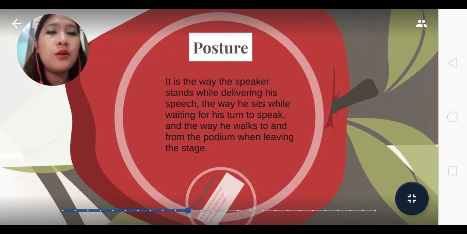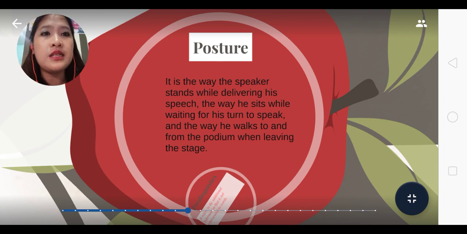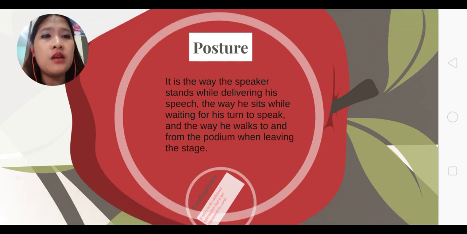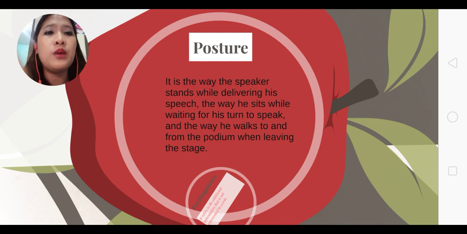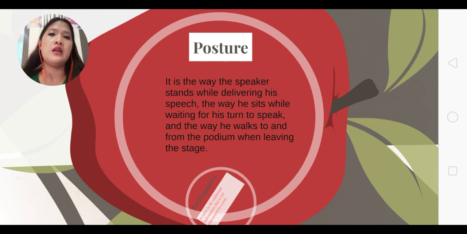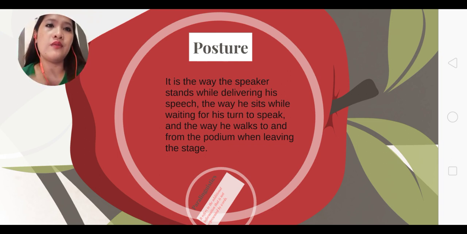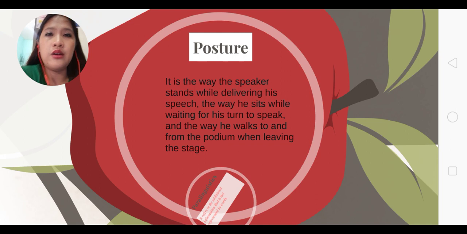Next, posture. It is the way the speaker stands while delivering his speech, the way he or she sits while waiting for his turn, and the way he or she walks to and from the podium when leaving the stage. You could already have a hint of the level of confidence of the speaker by the way he or she sits, stands, or walks. You would see that a person is really confident, reliable, credible by the way he moves, by his posture.